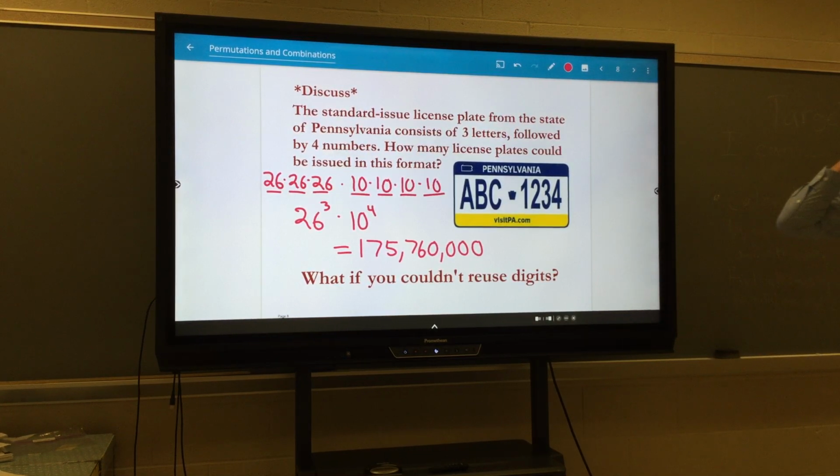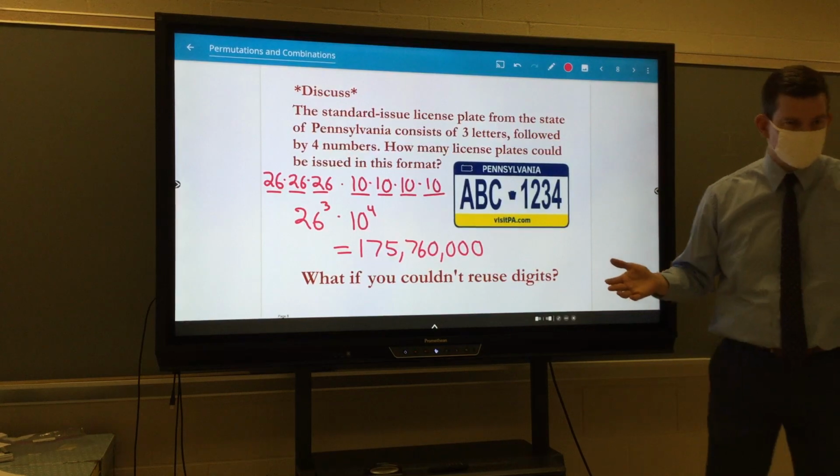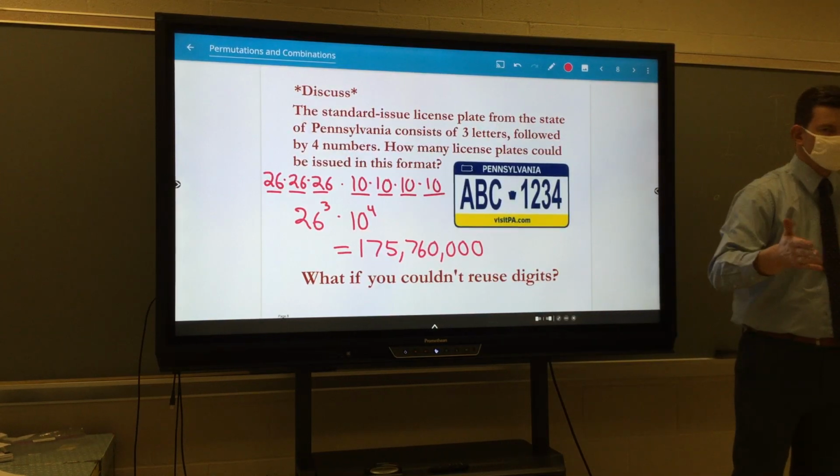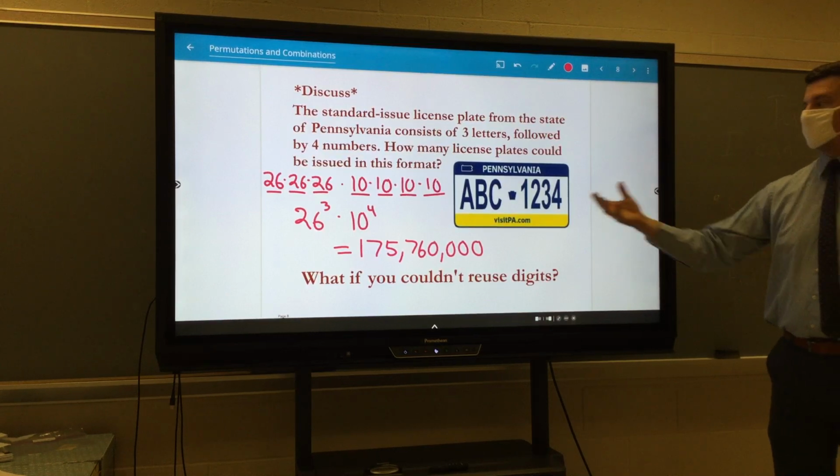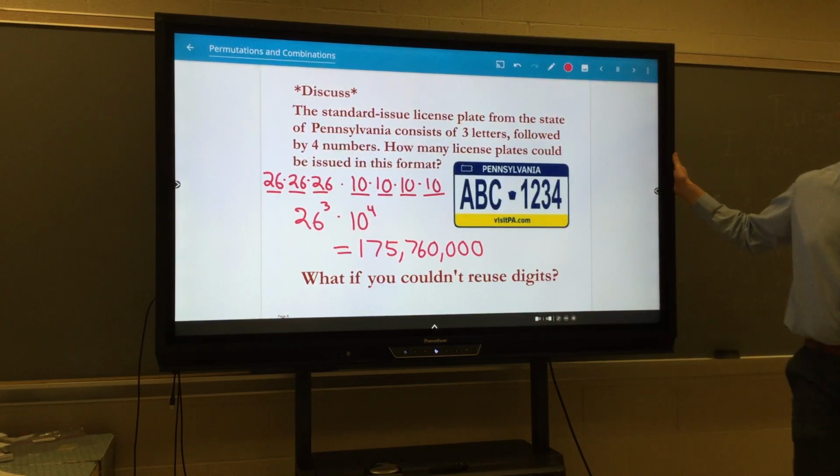I'm not sure what the population of Pennsylvania is, but again, you're not talking about each person, you're just talking about number of license plates, number of registered Pennsylvania vehicles like that. So they do have some options.